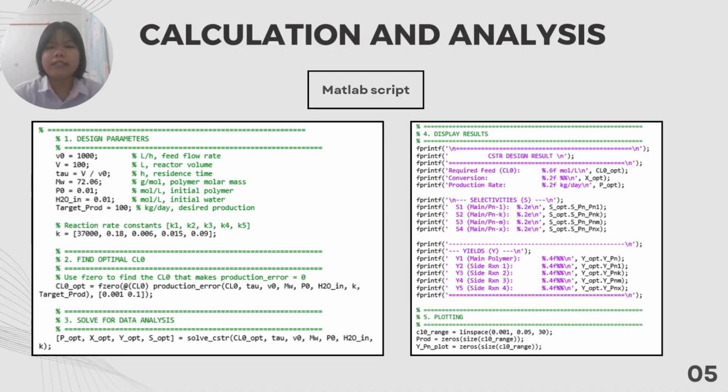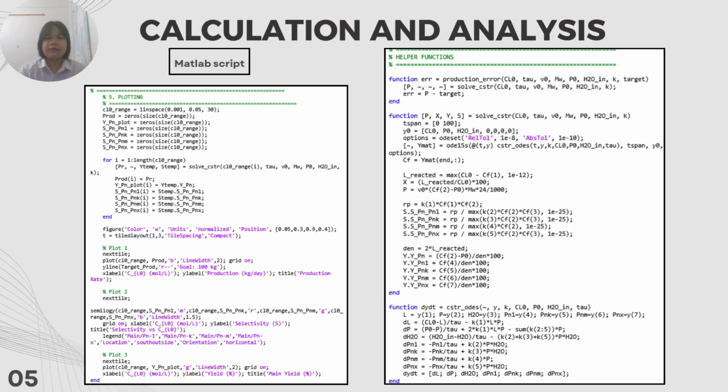On the right side is the MATLAB code that displays the calculated data. Then, on the left side, we have the input for plotting graphs, which include production rate versus initial concentration, selectivity versus initial concentration, and yield versus initial concentration. These graphs allow us to see how different feed concentrations affect the reaction outcome and how to optimize the process. Finally, the helper function on the right is used to calculate the conversion, selectivity, and yield for both the main reaction and side reaction.